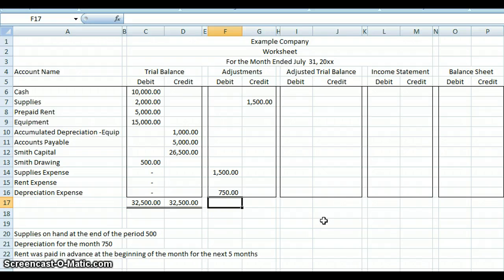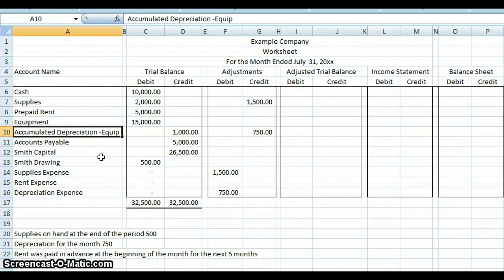Our credit is to depreciate our accumulated depreciation equipment. Let me make sure that I have it up there in the right column. And we're going to credit accumulated depreciation equipment. Accumulated depreciation is a contra asset account. So we are familiar with the contra equity account drawing in that it has an opposite balance. Accumulated depreciation does the same thing, where it's going to have the opposite balance of equipment.